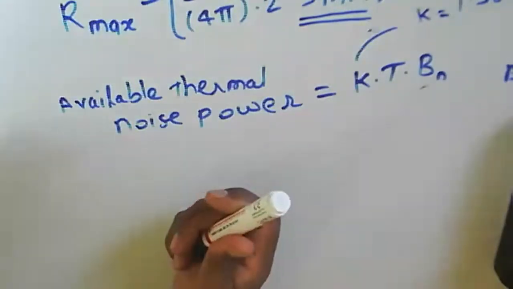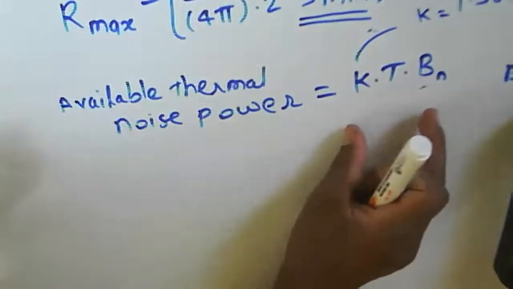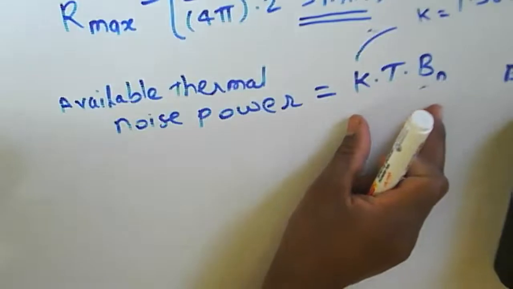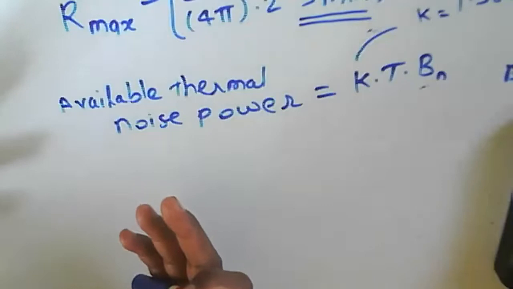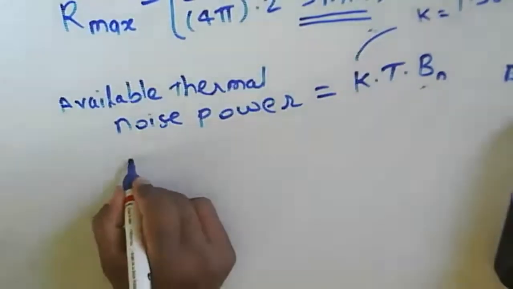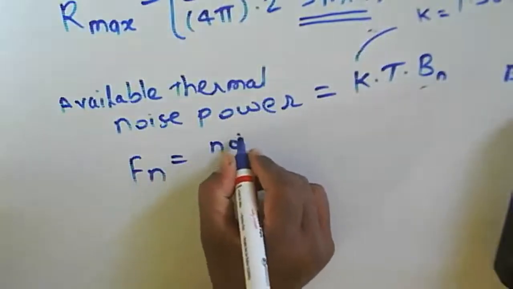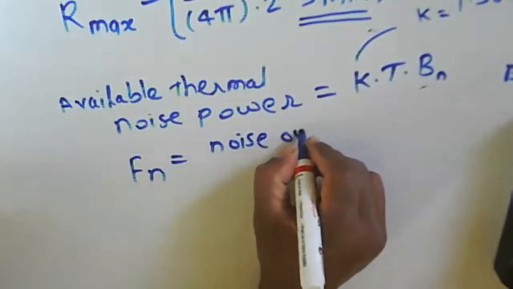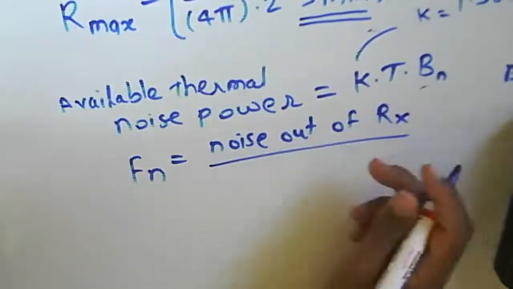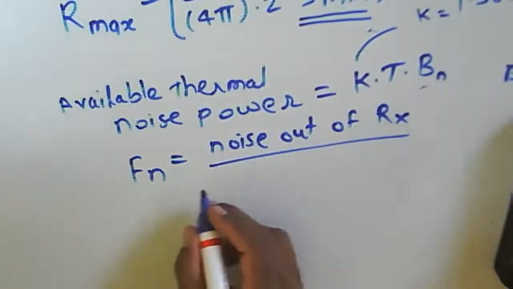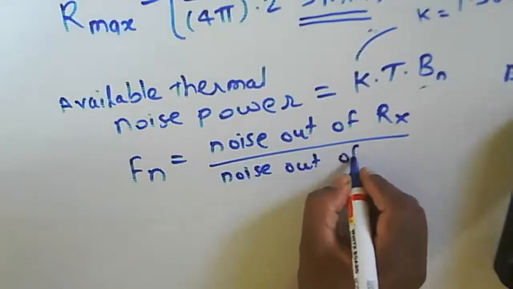In that case we have to find out the noise power at the receiver, or consider what the noise figure at the receiver will be, depending upon the thermal noise. So the noise figure is equal to what? The noise out of a practical receiver, whatever the noise at a receiver, with respect to the noise out of an ideal receiver.